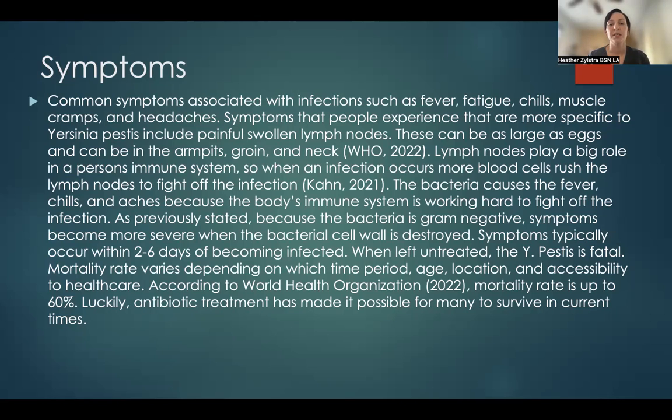And as previously stated, because the bacteria is gram-negative, symptoms become more severe when the bacterial cell wall is destroyed. Symptoms typically occur within 2 to 6 days of becoming infected. If left untreated, Y. pestis is fatal. Mortality rate varies depending on which time period, age, location, and accessibility to healthcare the person has. According to the World Health Organization, mortality rate is up to 60%. Luckily, antibiotic treatment has made it possible for many to survive in current times.